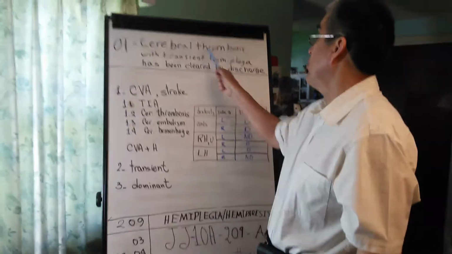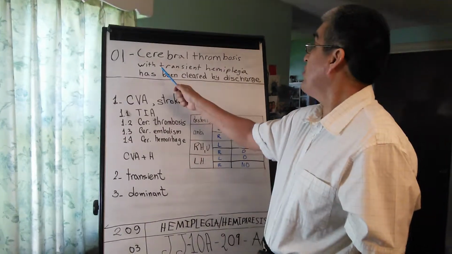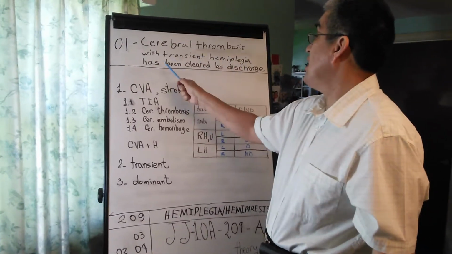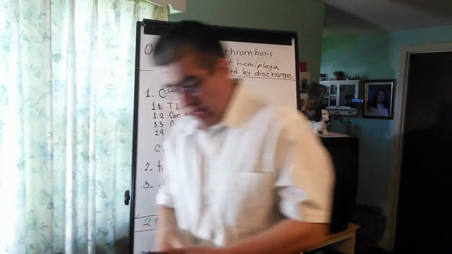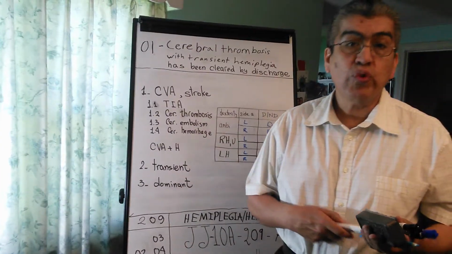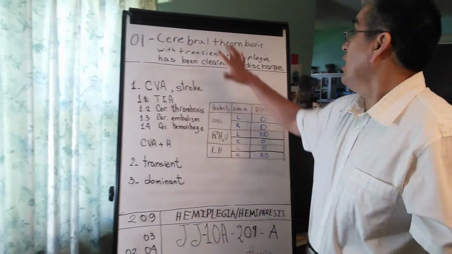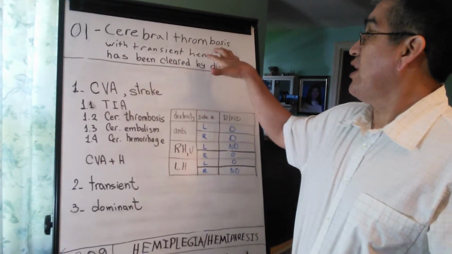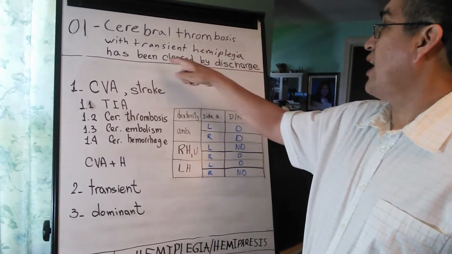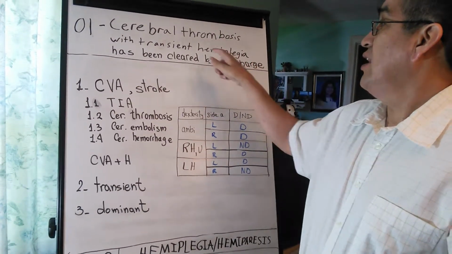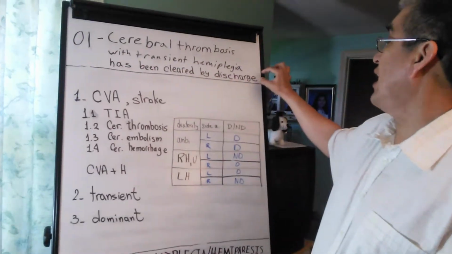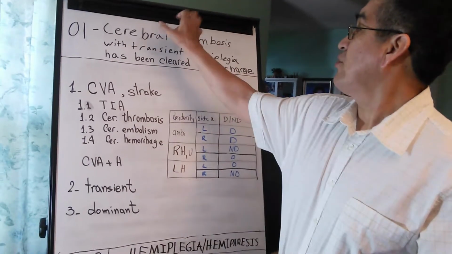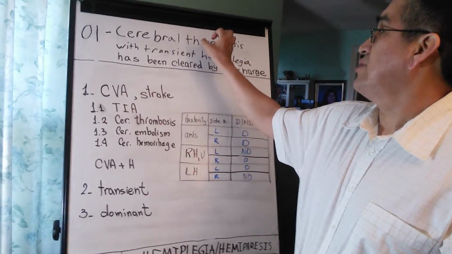So, what they're saying is that the problem is cerebral thrombosis with transient hemiplegia that has been cleared by discharge, right? The first thing that we're going to do is identify which is the main condition. When you look at the whole phrase, cerebral thrombosis with transient hemiplegia that has been cleared by discharge, the "with" means that there's an additional condition. So after "with," this is like an addition part. So the main condition should be here, cerebral thrombosis, right?